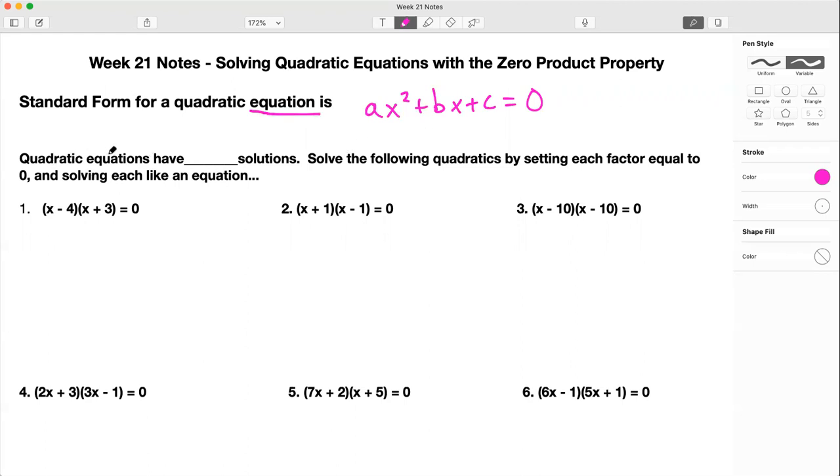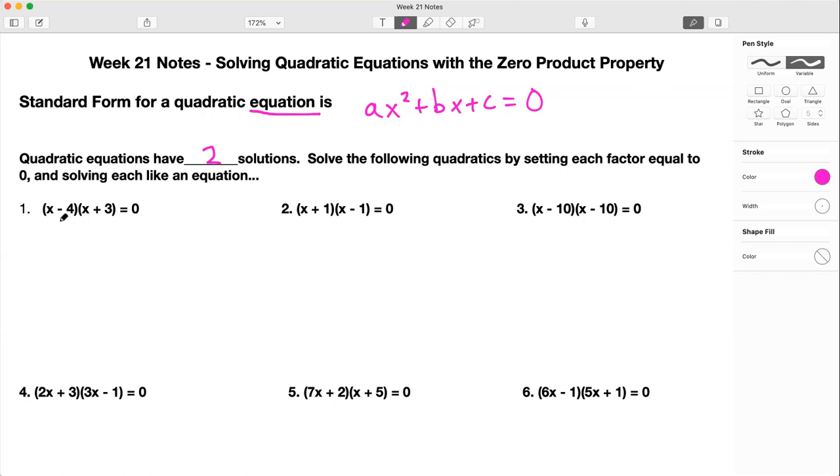So write that down. Quadratic equations, this is important. Quadratic equations have two solutions. Well, most of them do anyway, the vast majority. Some are a double real solution, which we'll see in number 3, but we'll solve the following quadratic equations by setting each factor, and the factors are what are in parentheses here, equal to 0, and solving each like an equation. All right, so this is the use of the zero product property, what I'm about to do right here, and I'll show you how to use it.